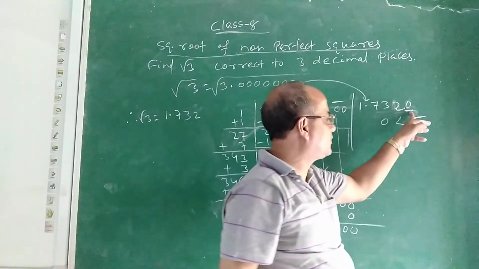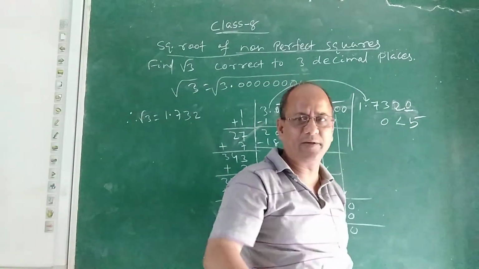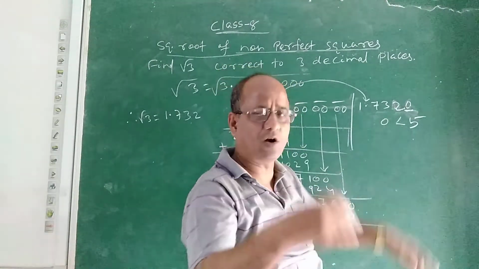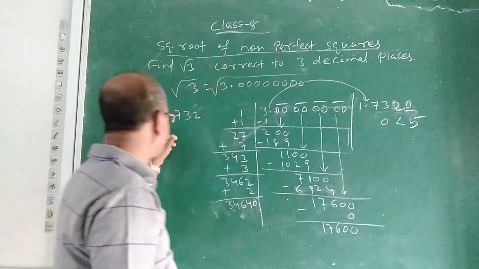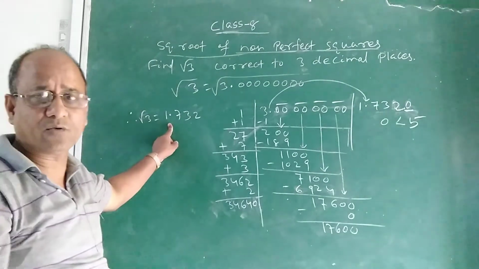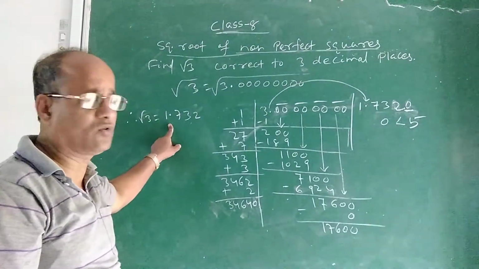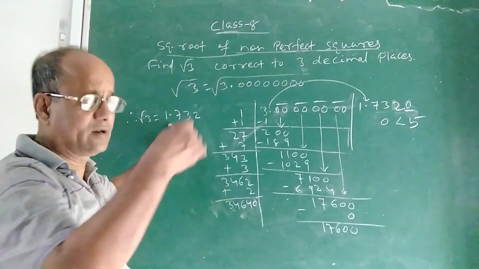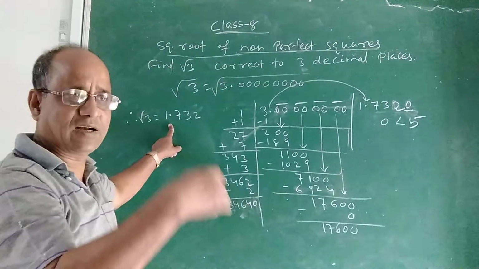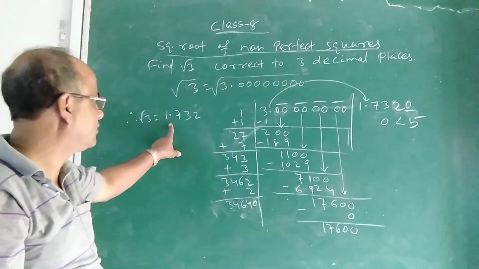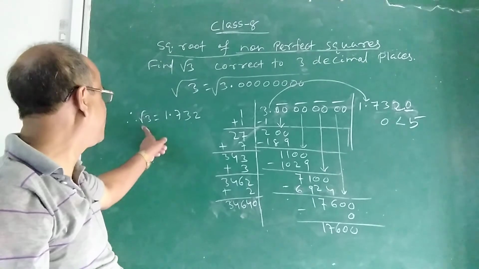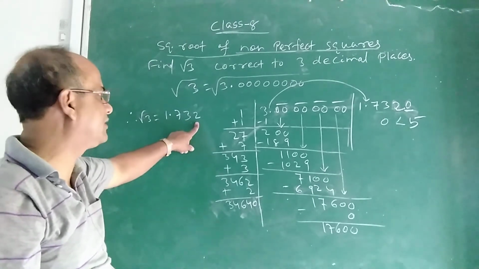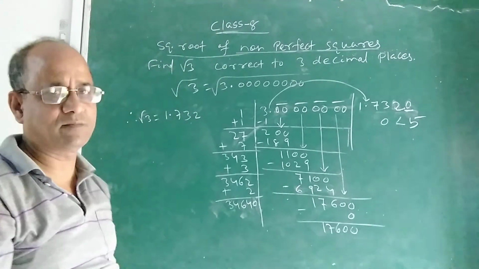Now this 4th place is 0 and it is less than 5, so it will be ignored. It will be ignored means it will automatically become 0. So that is the rule of rounding that we read in junior classes: how to round a number correct to the nearest tenth, hundredth, thousandth, etc. You know. Okay. So the square root of 3 will be 1.732, correct up to 3 decimal places.